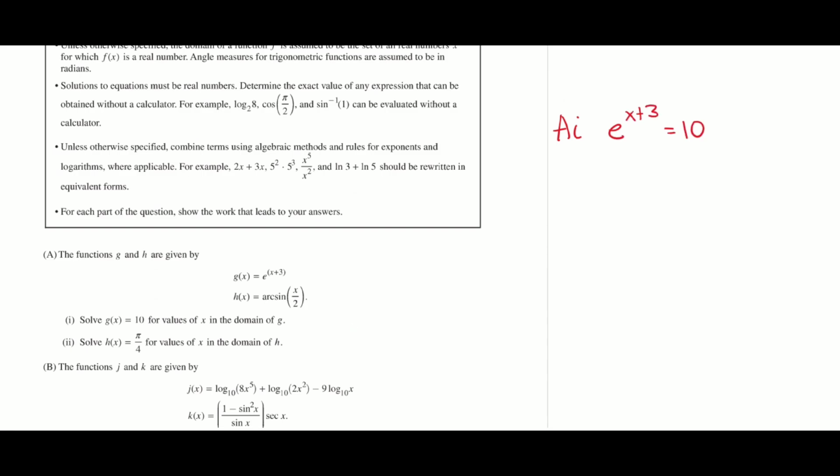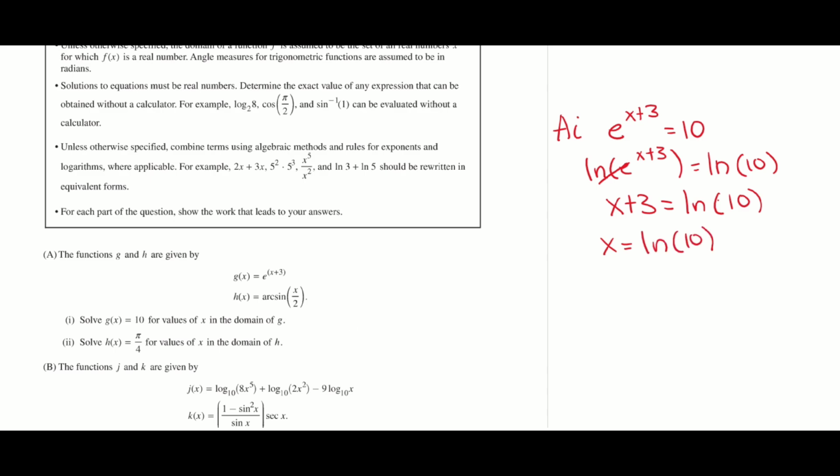To get rid of e, we have to do the natural log. So we natural log both sides, ln 10. That would cancel out ln and e, and that would bring the exponent down. So we are just left with x plus 3 is equal to ln 10, and we are solving for x, so x is equal to ln 10 minus 3. That is your answer. Okay.